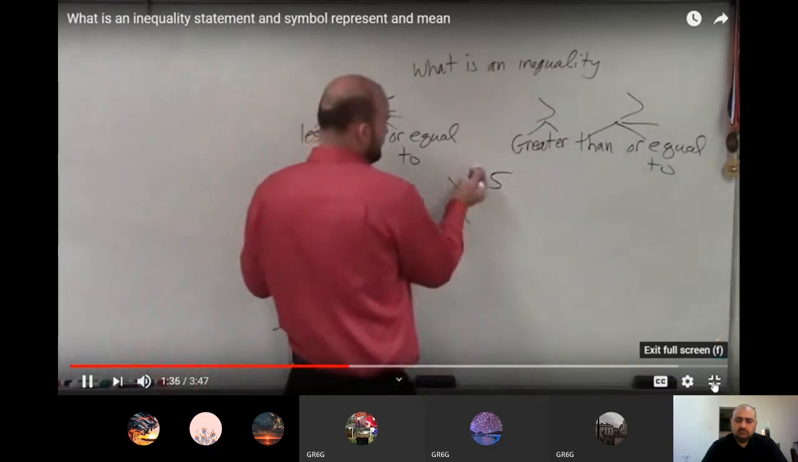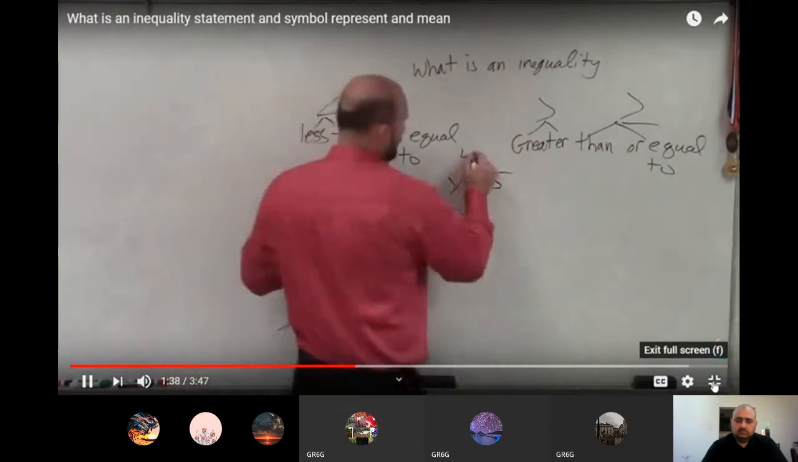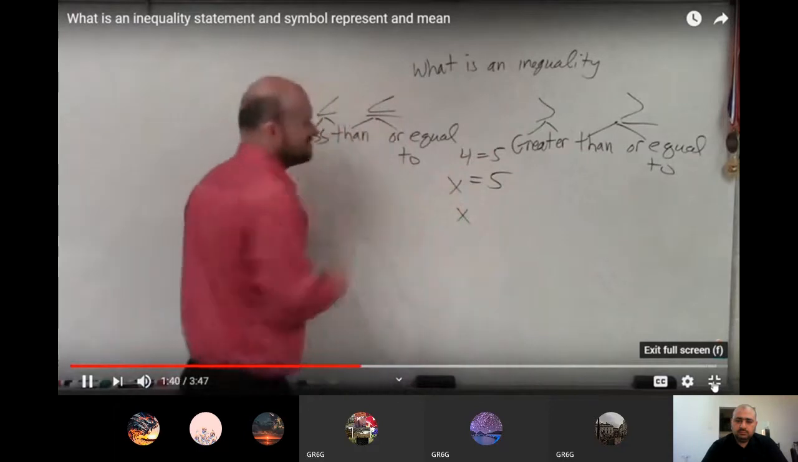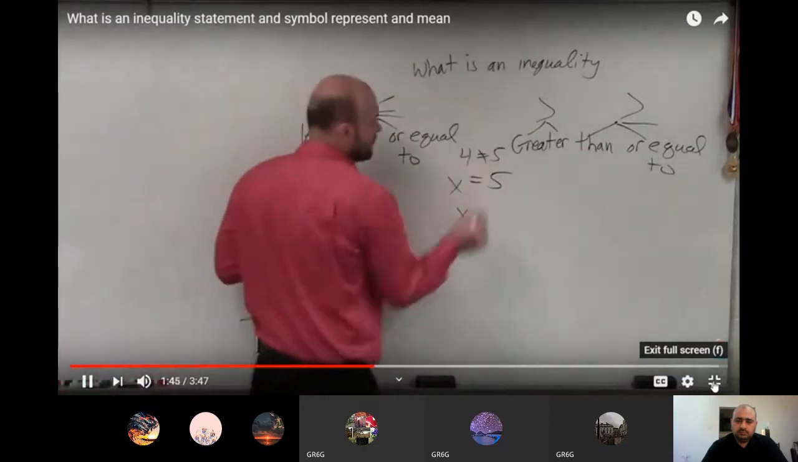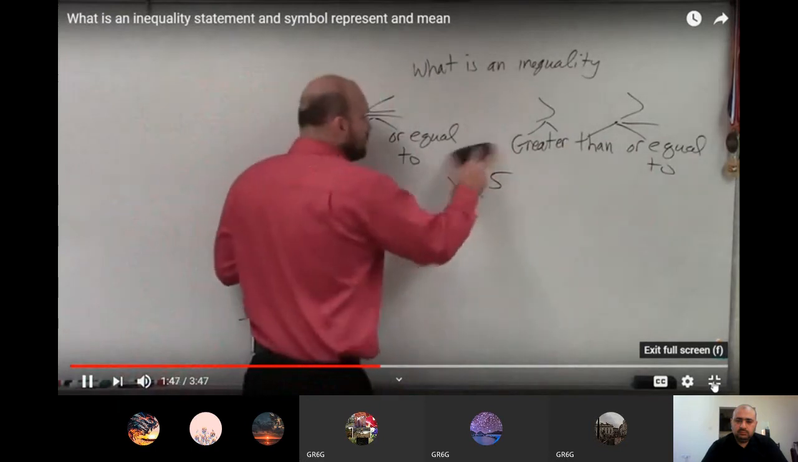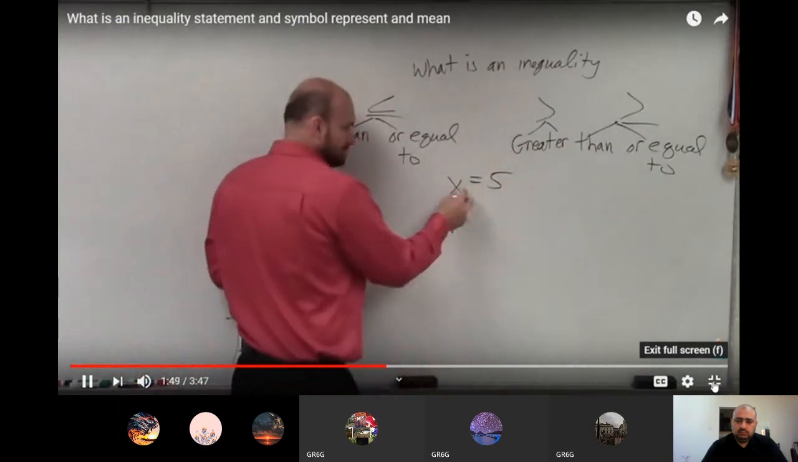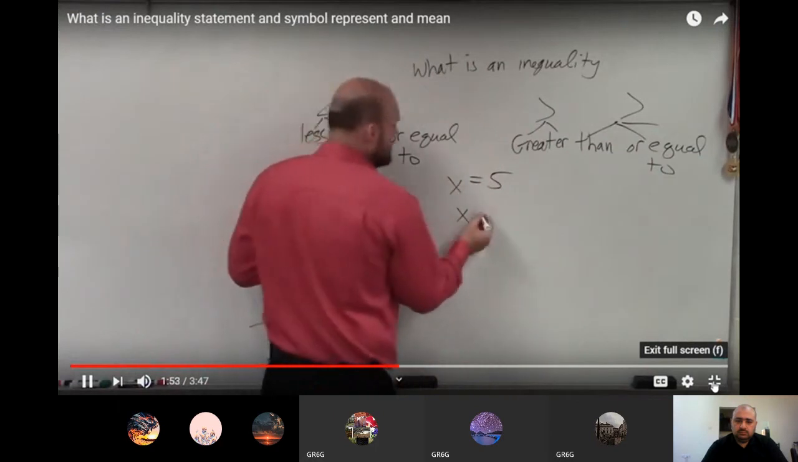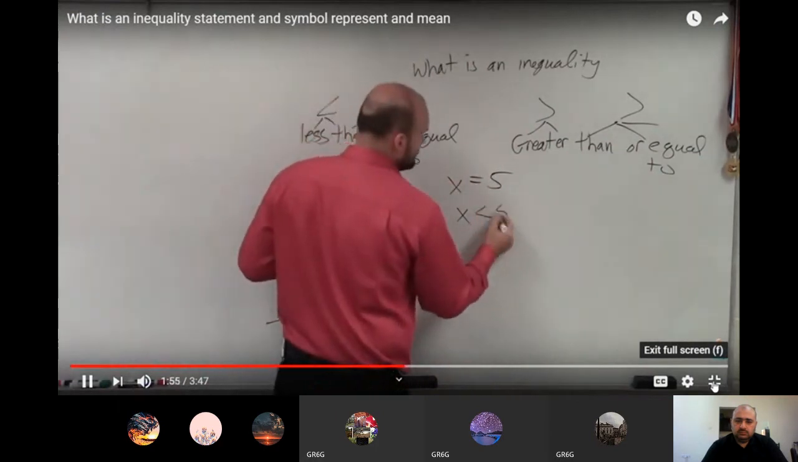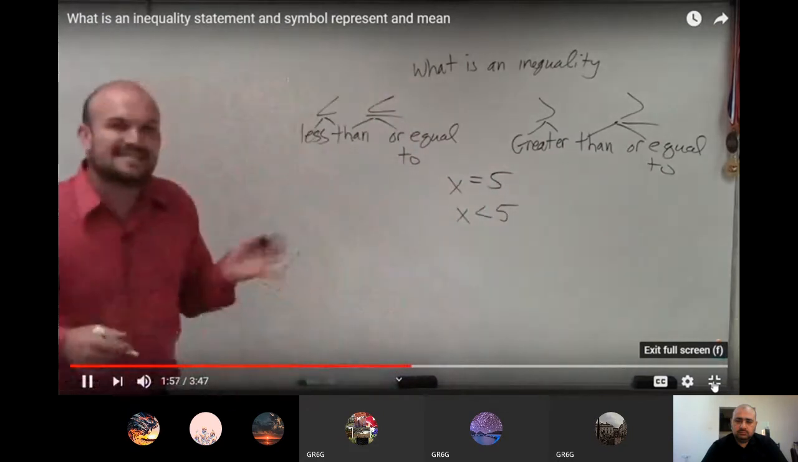Because if I plug in a value of 4 for x, 4 is obviously not equal to 5, right? Those are not the same values, so that is not equal. So the only time this equation is true is when 5 is equal to 5. However, when we have an inequality, now it's saying x is less than 5.